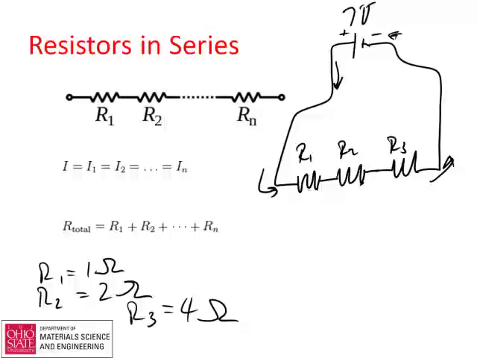And so the current that runs through R1 has to be the same as the current that runs through R2, which has to be the same as the current that runs through R3. So that's that statement there.